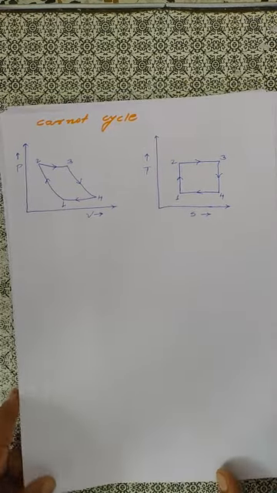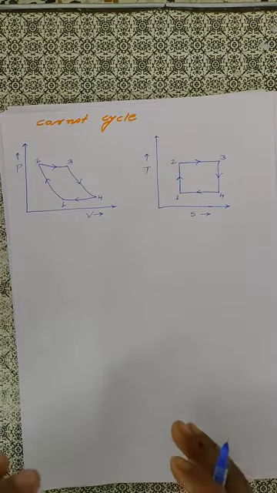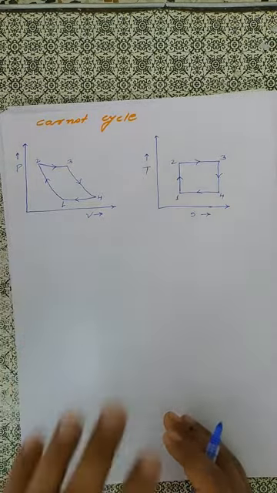Okay, now I will not go into details, but I am just explaining the PV and the TS diagram of the Carnot cycle. You know that the Carnot cycle has 4 processes: 2 are reversible adiabatic processes and 2 are isothermal processes. A reversible adiabatic process is nothing but an isentropic process.